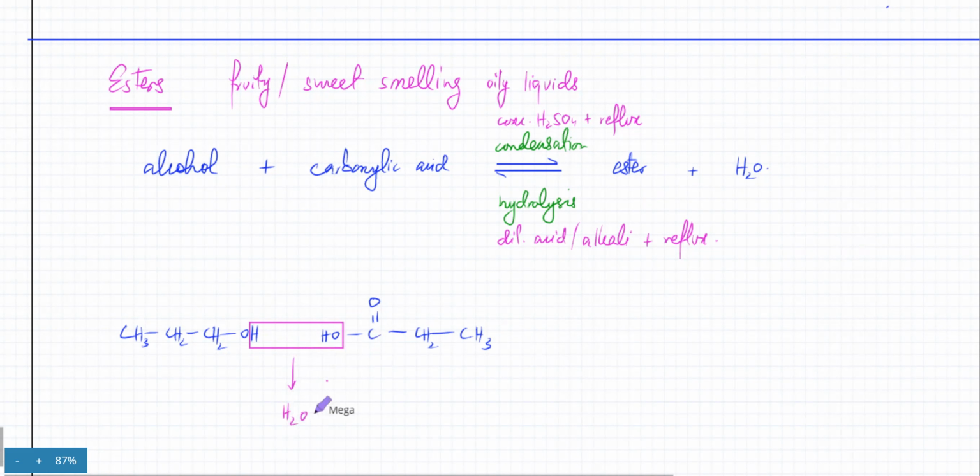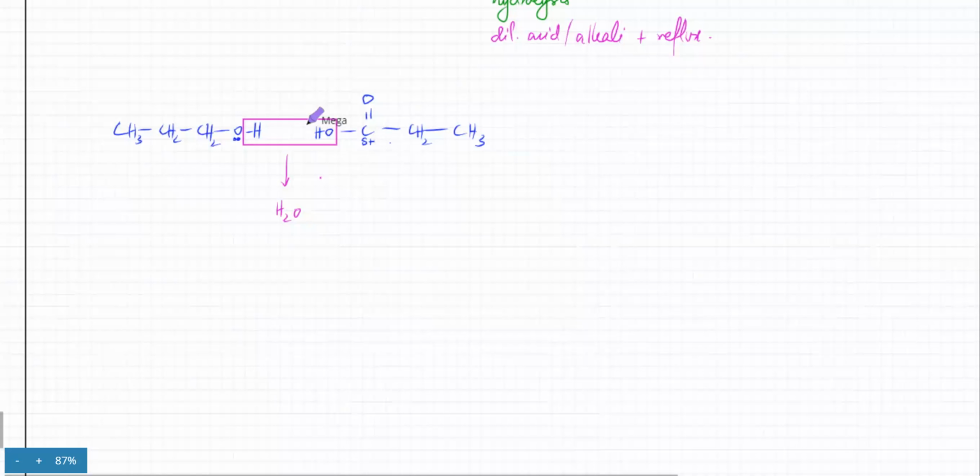The reason this reaction happens in the first place is that this oxygen over here has lone pairs, and the carbon over here has a partial positive charge. So the lone pairs of the oxygen are attracted to the positive carbon atom over here, which is why the H and OH eventually get removed and they end up forming an ester molecule.